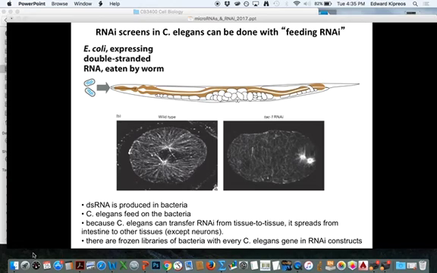You can say, well, what's a gene good for? And you can inactivate it, right? Like here's a particular gene, you knock it out, and the mitotic spindle doesn't form in the one-cell embryo. Can't form it. So it's a great way of screening for new genes, and then you know exactly what the gene is because that bacteria only expresses the double-stranded RNA for that gene.